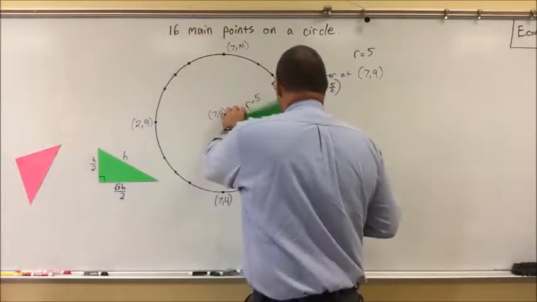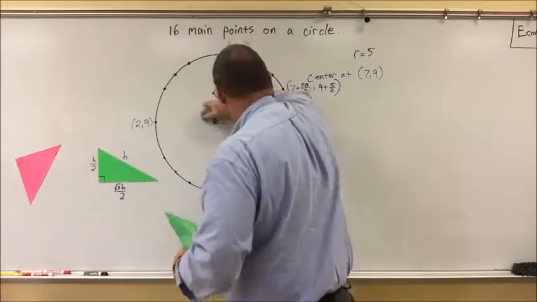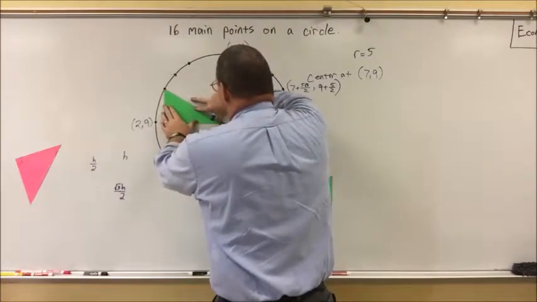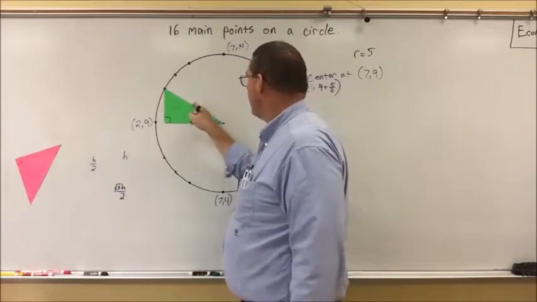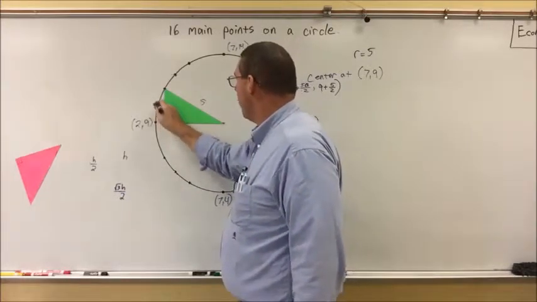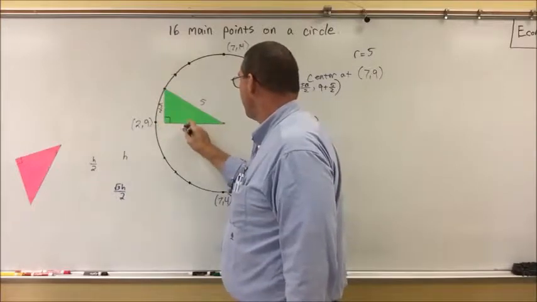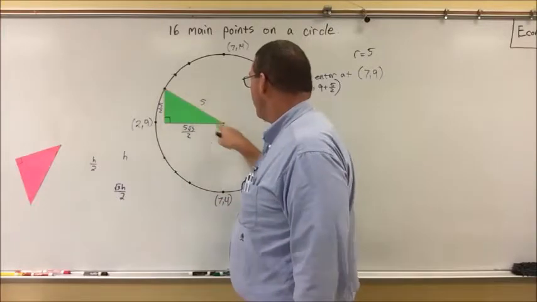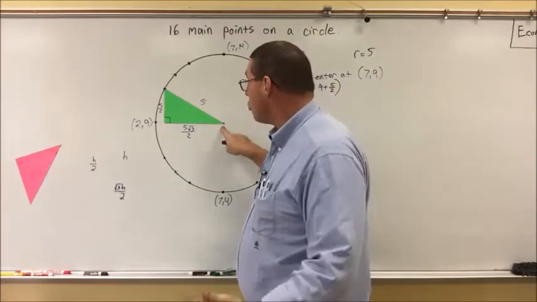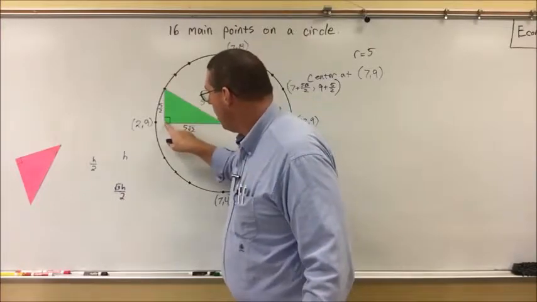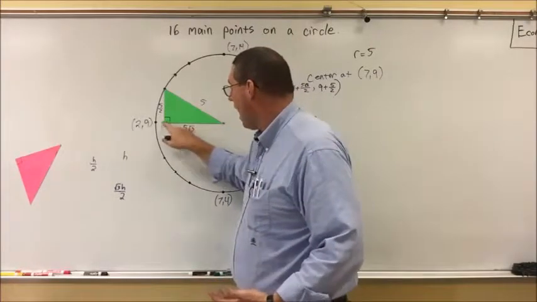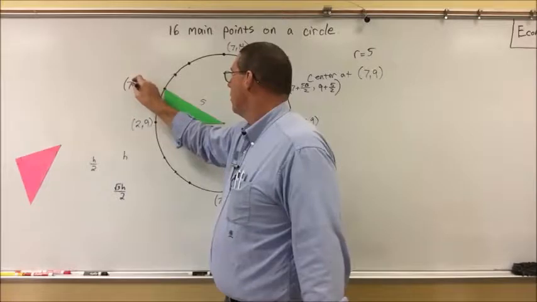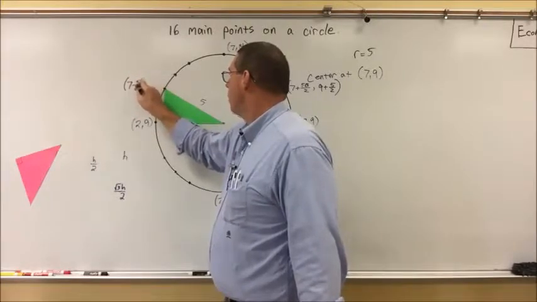Now, over here on the left side, let me put this one in here. It's a 30, 60, 90 right triangle again. And so the hypotenuse, the radius, is 5, and that means the short leg is 5 over 2, and the long leg is 5 square root of 3 over 2. And so the coordinates of this point, if the center is 7, 9, the x-coordinate is going down by 5 square root of 3 over 2. So we're going to subtract 5 square root of 3 over 2 from 7. So the coordinate here is 7 minus 5 square root of 3 over 2, comma.